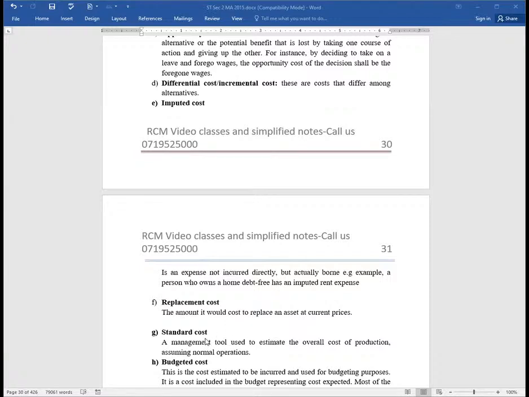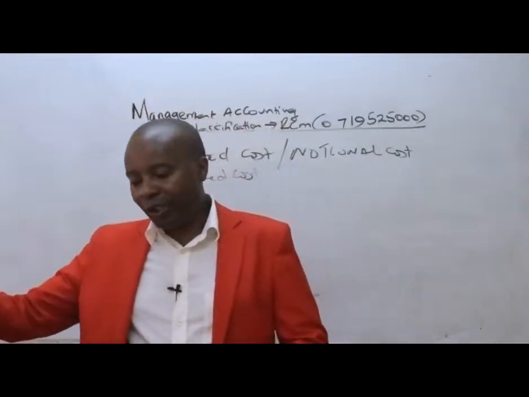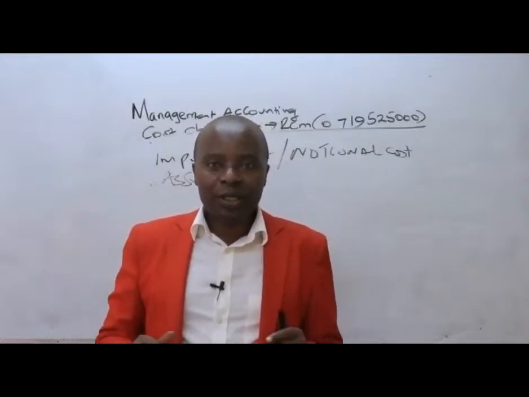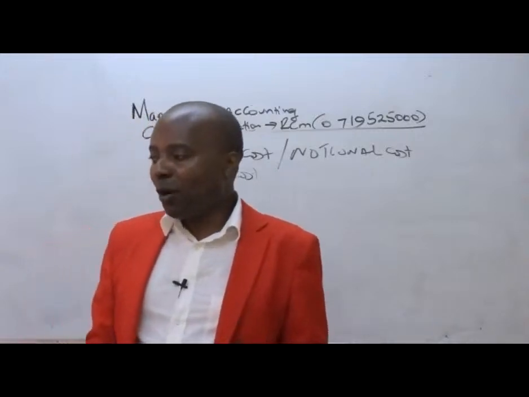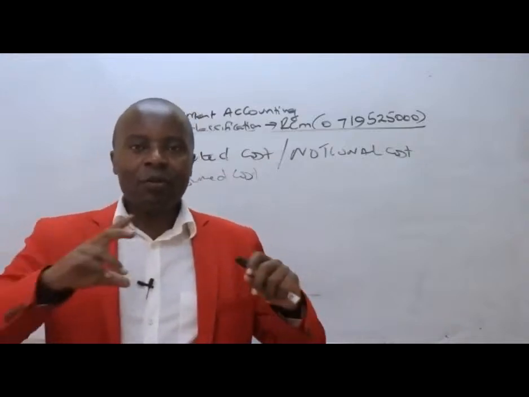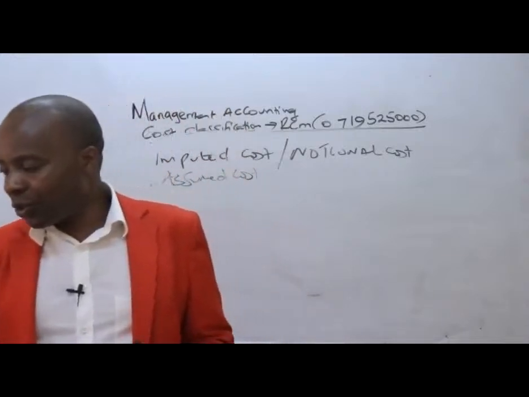Then we have the standard cost. These are the normal costs. We are told it is the management tool used to estimate the overall cost of production, assuming normal operations, assuming that there will be no abnormalities, assuming that, for example, our world was to continue normally without the corona effect. What would we have incurred to produce this and this? So, ladies and gentlemen, it will be very important for us to appreciate that a standard cost is a normal cost, which assumes normality of operations.